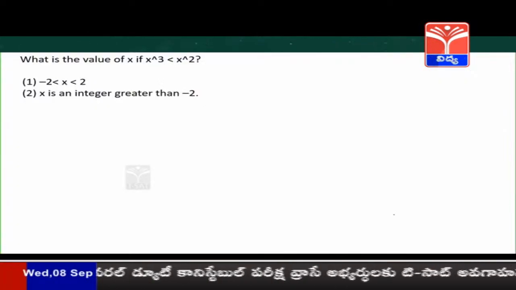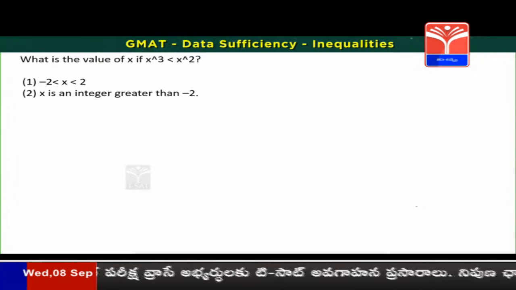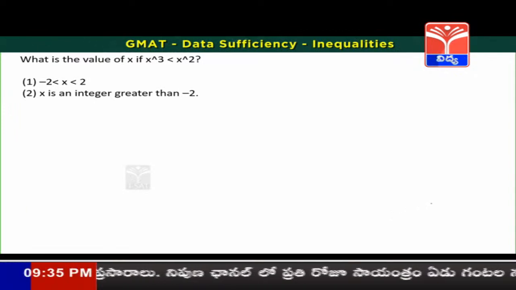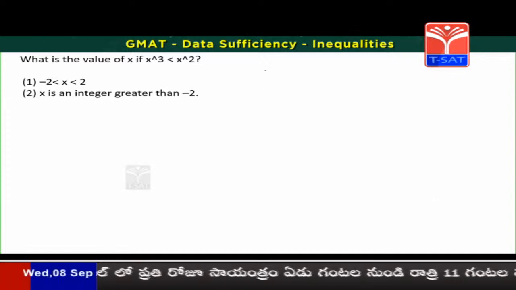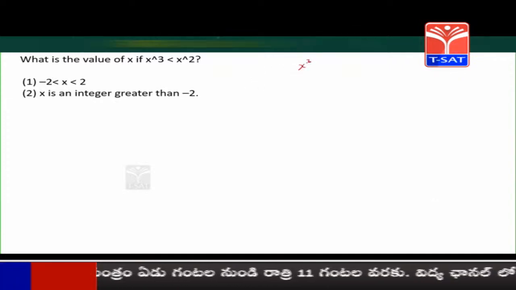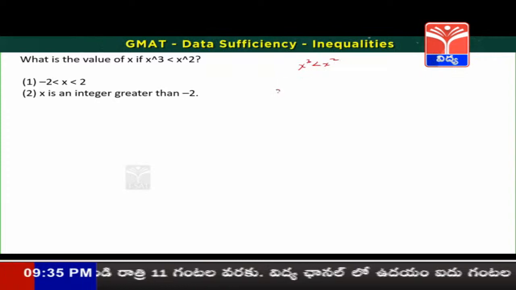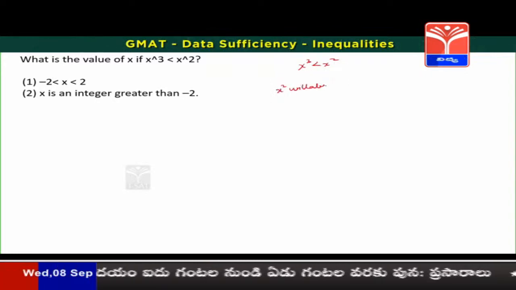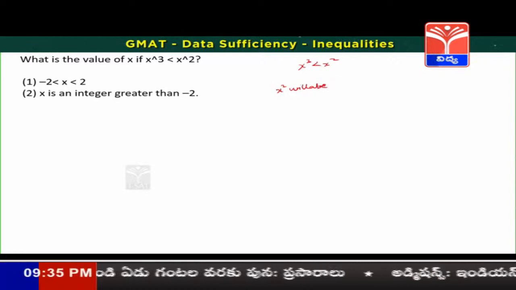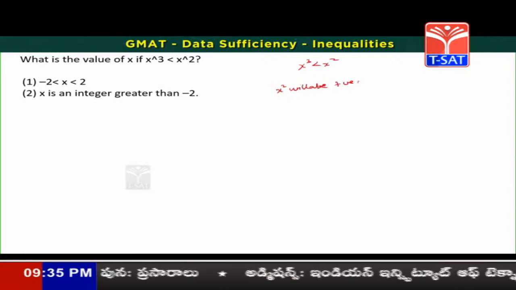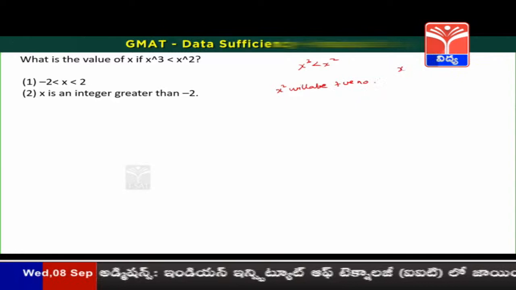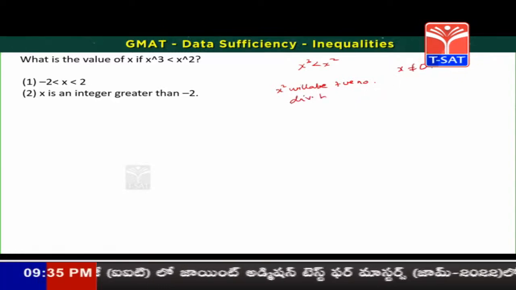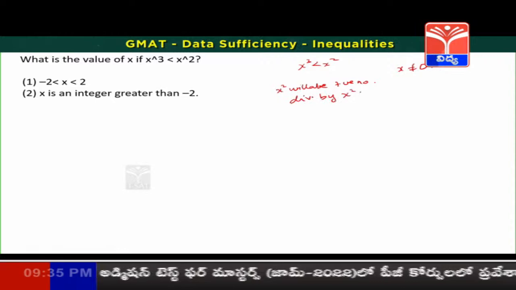What is the value of x if x cube is less than x square? Statement 1 says x is between 2 and minus 2. When you are saying that x cube is less than x square, x square will always be a positive number. As long as x is not equal to 0, you can divide both sides by x square.